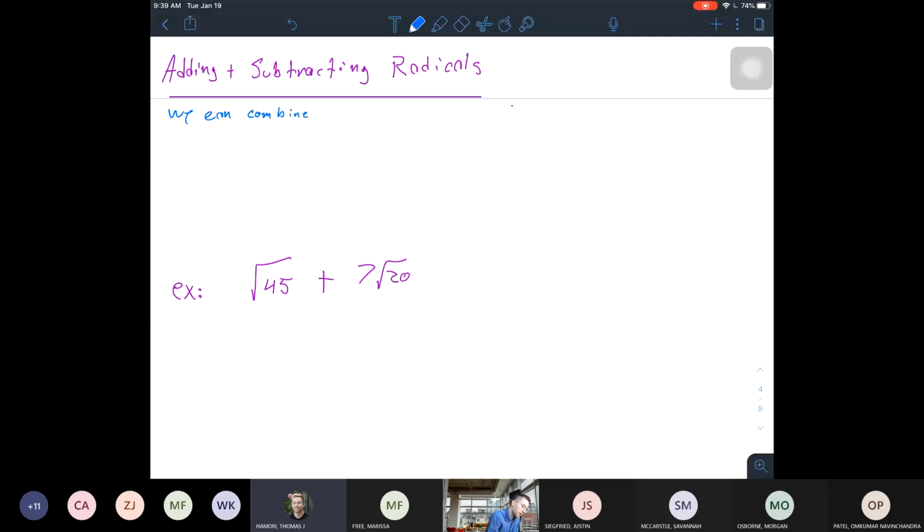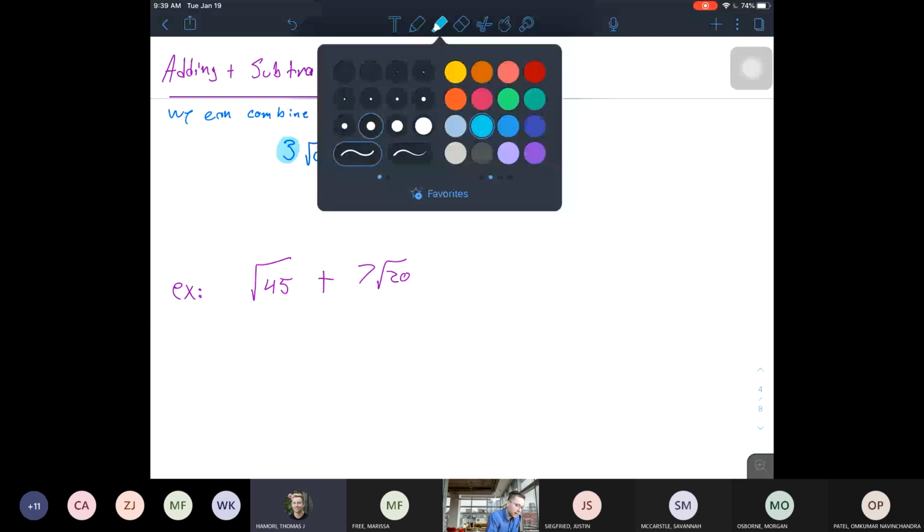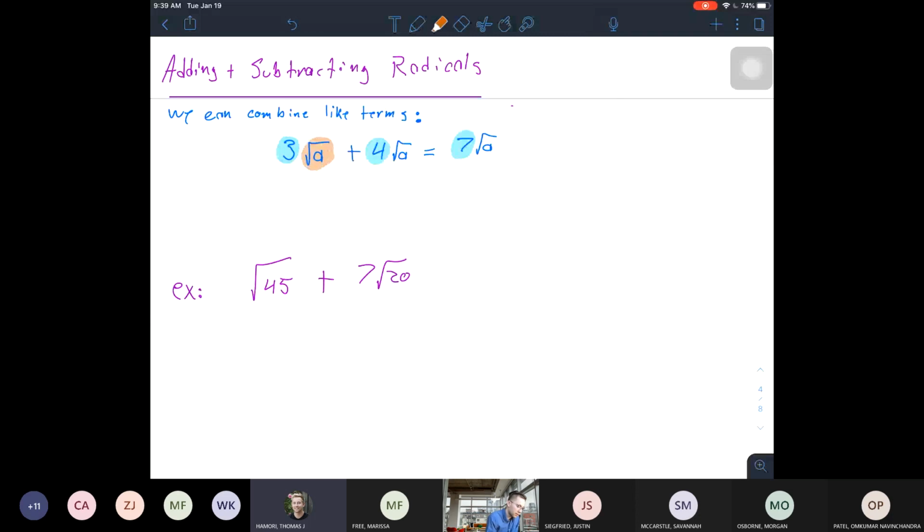When we're adding and subtracting radicals, we can combine like terms. What I mean by like terms is 3 times the square root of a plus 4 times the square root of a is going to be equal to 7 times the square root of a. So we just take these numbers out front and we add them together as long as they have the same square root here. As long as they have the same square root, we call those like terms, and we can combine them by adding the number out front. This is kind of like doing, for example, 2x plus 3x, we get 5x. This is the basic principle of what's going on here. So that is how we combine like terms.